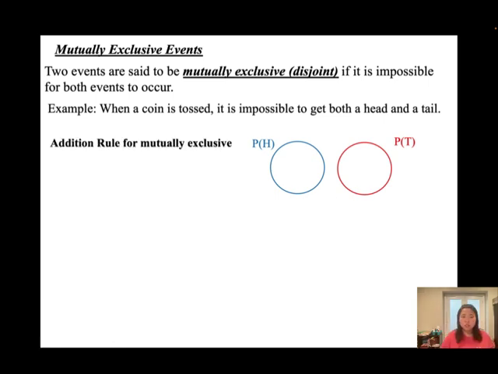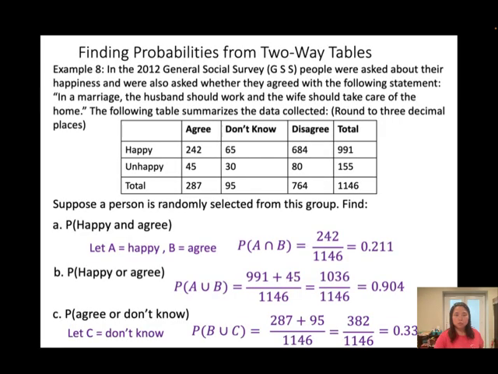Addition rule for mutually exclusive events. If I want to find the probability for this picture, probability of A or B is equal to probability of A plus probability of B. That is similar to the example in part C here. You just need to add probability of B plus probability of C. So for the events agree or don't know, they are mutually exclusive. They can't happen at the same time.